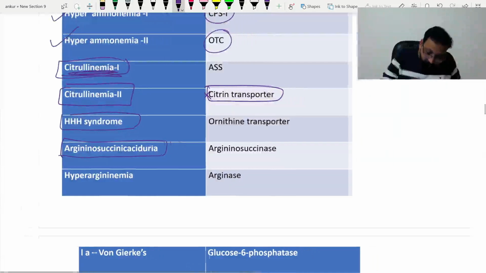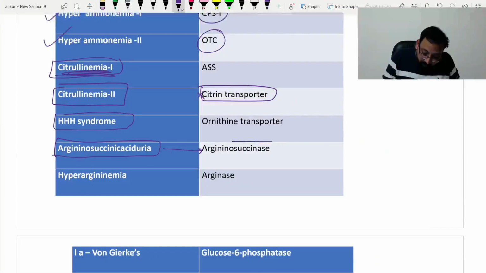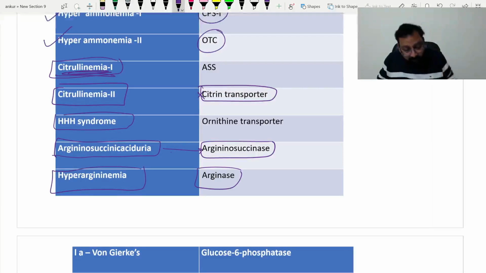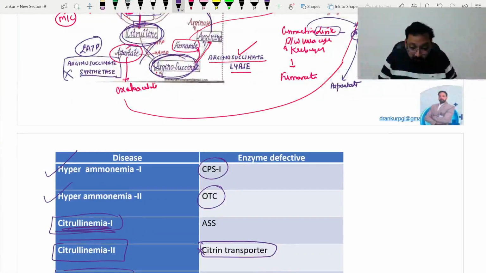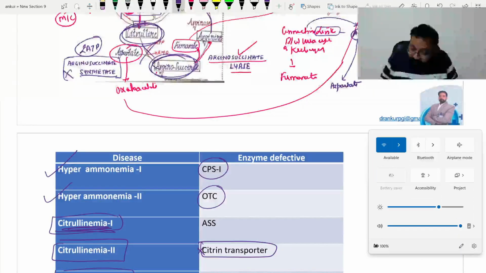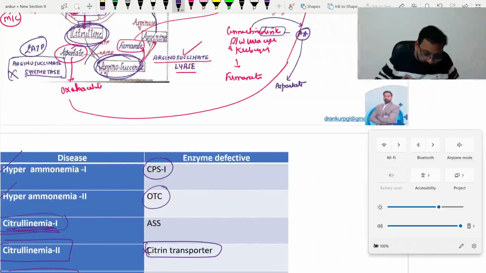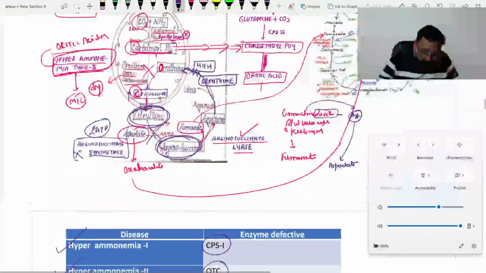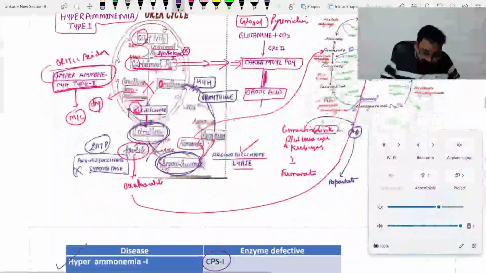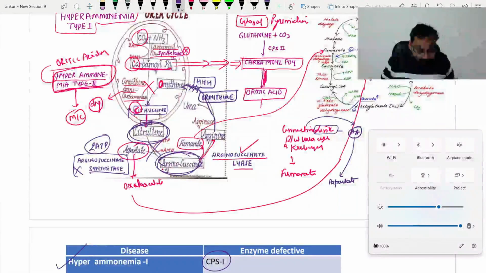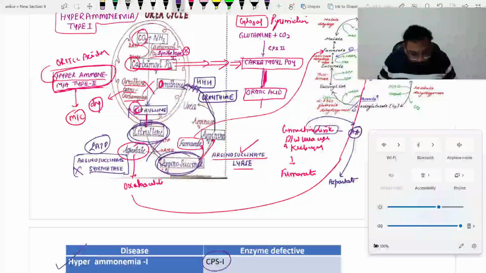Argininosuccinic aciduria: argininosuccinase is deficient. Hyperargininemia: arginase is deficient. Most of the time, whenever questions are asked, these questions are easily solved by only one thing: if you remember the steps of this pathway, they can be solved very easily. Okay, dear friends.